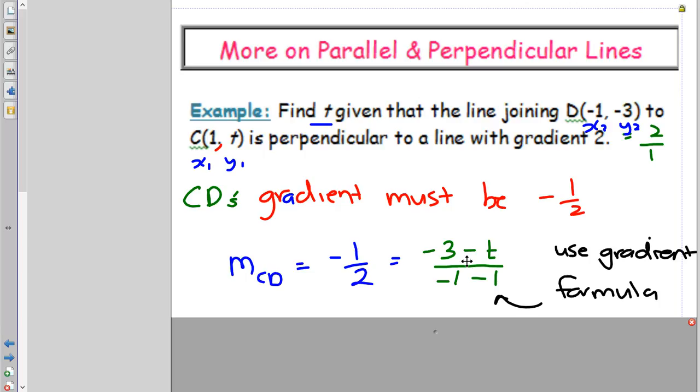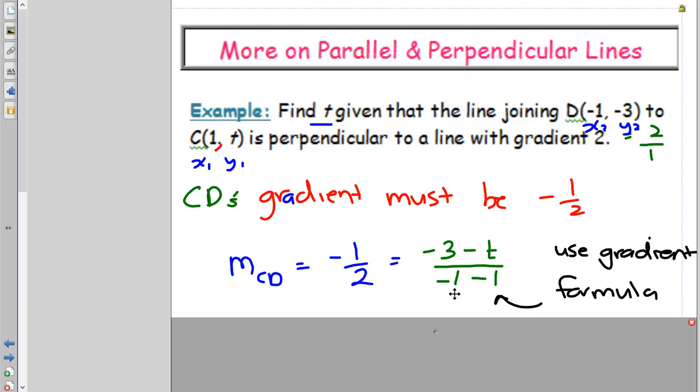If you did it the other way around, then the t would be in the denominator, which is fine because you're just going to cross multiply anyway. So if you had negative 3 minus t in the denominator and negative 1 minus 1 in the numerator, you would still just cross multiply and get the same answer. So don't worry if you were doing it that way, keep going. So negative 1/2, which is the gradient, equals y2 minus y1 over x2 minus x1, using the wonderful gradient formula.